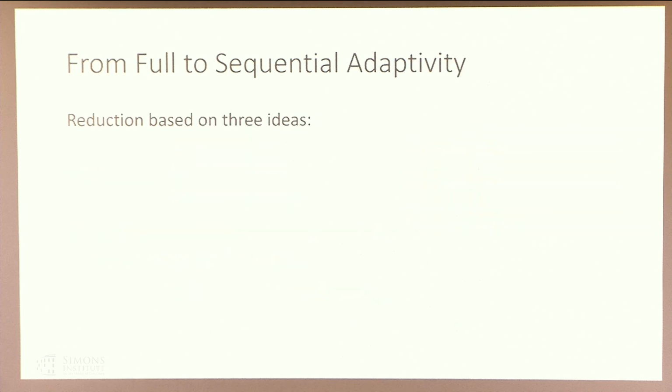So let me try to tell you how the upper bound works, how we get from full to sequential adaptivity with a blow up in sample complexity that's bounded by k. And it's based on 3 ideas.